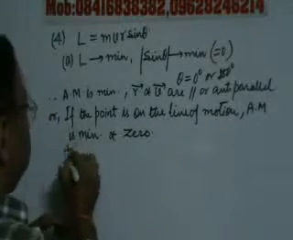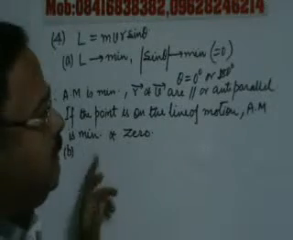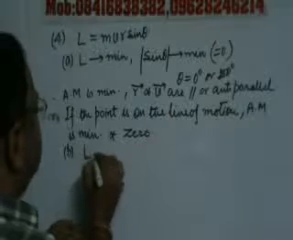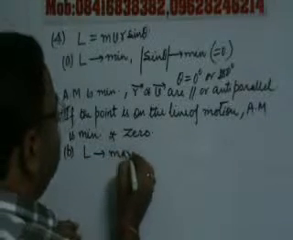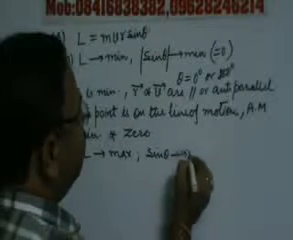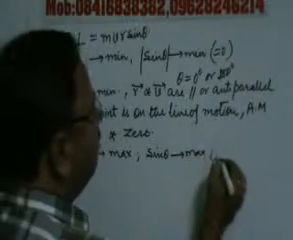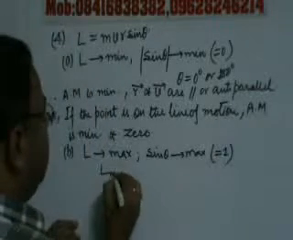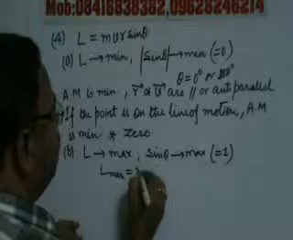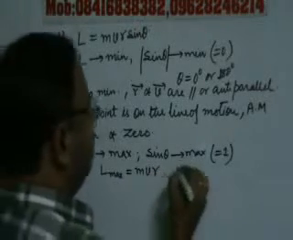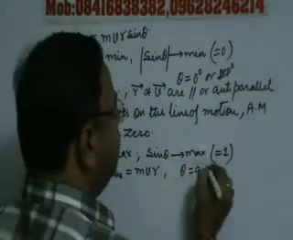Now come to case B. What will be the maximum value? Here we can write this L will be maximum corresponding to sin theta being maximum. And what is the maximum value of sin theta? It is equal to 1. So L max, the maximum value of angular momentum, will be equal to mv into r, that is, here theta will be equal to 90 degrees.